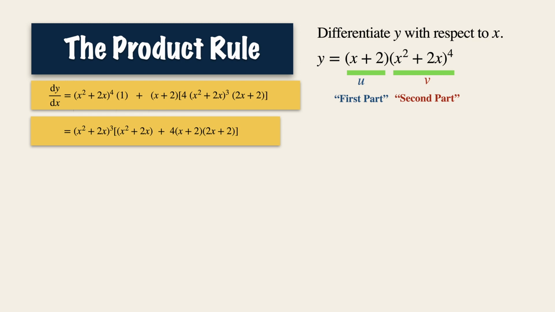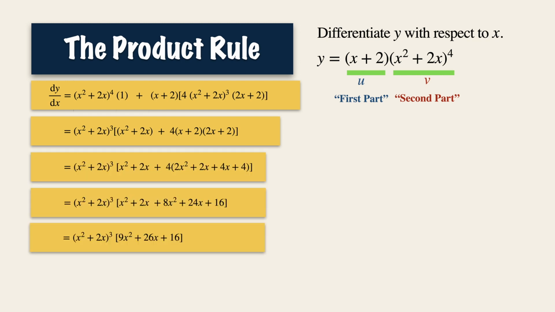Simplifying the expression further, we will then have this statement over here. And by simplifying further, we will have a quadratic expression within the square brackets, which is (x squared plus 2x) power 3 and (9x squared plus 26x plus 16). Now, it is good to go one step further to factorize this quadratic expression, if possible, to give us (x squared plus 2x) power 3, (x plus 2), and (9x plus 8). So this is the derivative of y and the answer to this question.